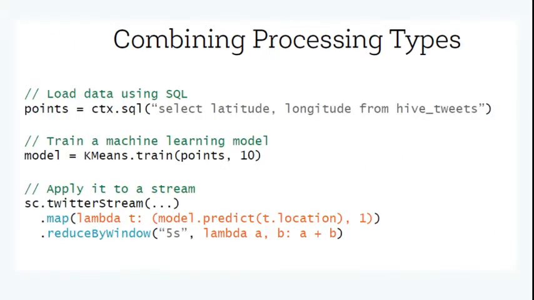Then the combining process. Here you can see I first import SQL data, which is the latitude and longitude of tweets, and then using that data I train the model with the k-means algorithm. After that I apply a stream. First I take the SQL data, then I apply a machine learning model, and after that I apply a streaming model.